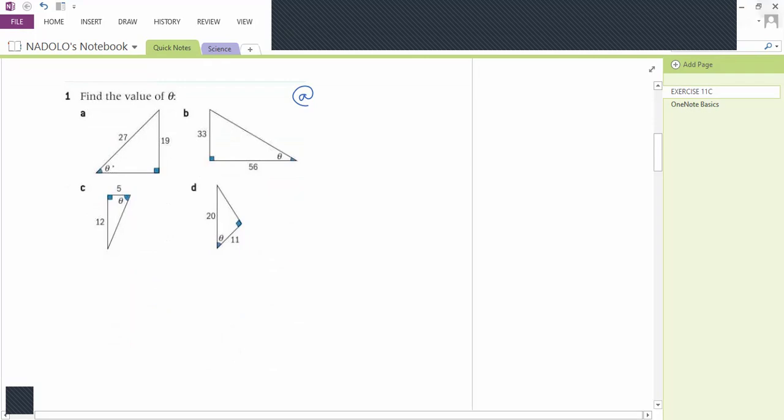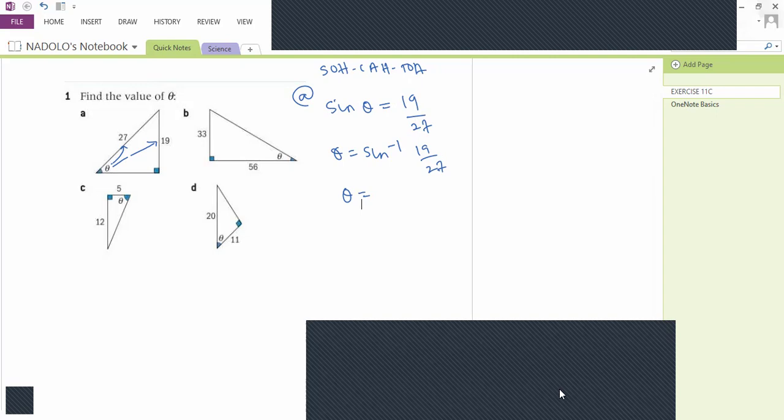If you look at theta, theta has an opposite side directly to it, and it also has the hypotenuse. So if we use the acronym SOHCAHTOA, the one that has opposite and hypotenuse is sine. That means the sine of the angle theta is given as opposite divided by hypotenuse, 19 over 27. If you want to get theta, you're going to do the sine inverse of the fraction 19 over 27. You are going to use your GDC to do this.